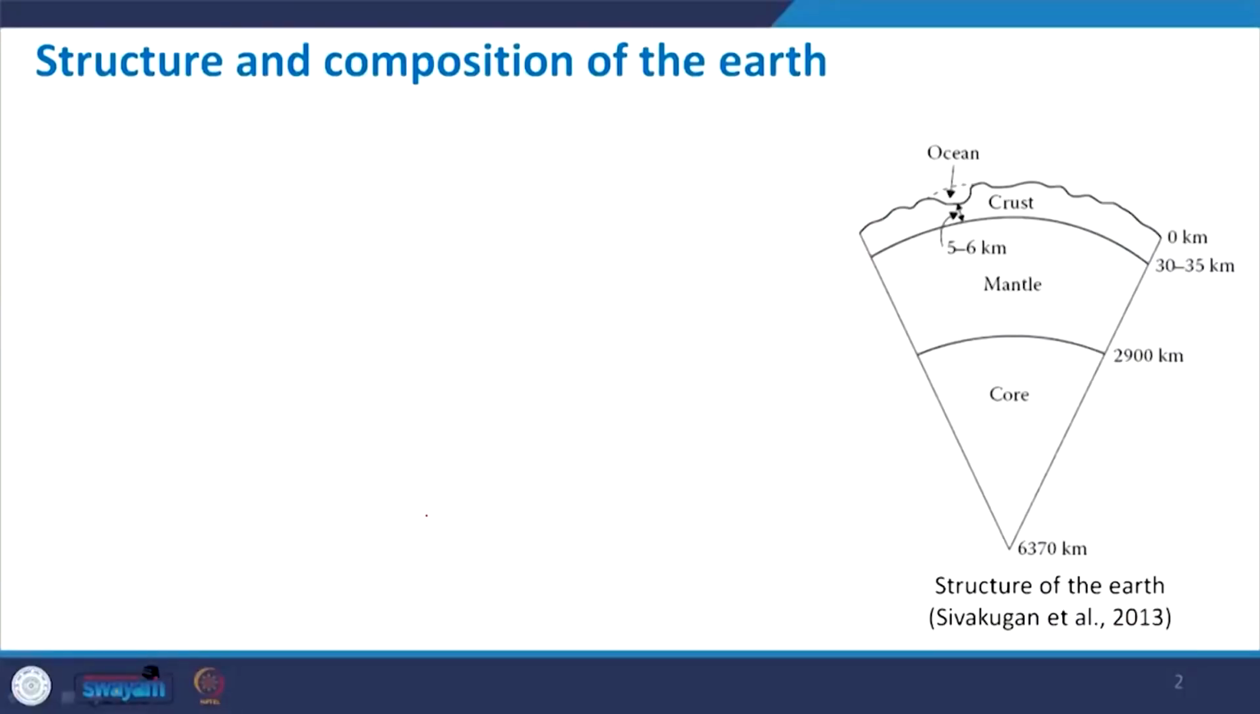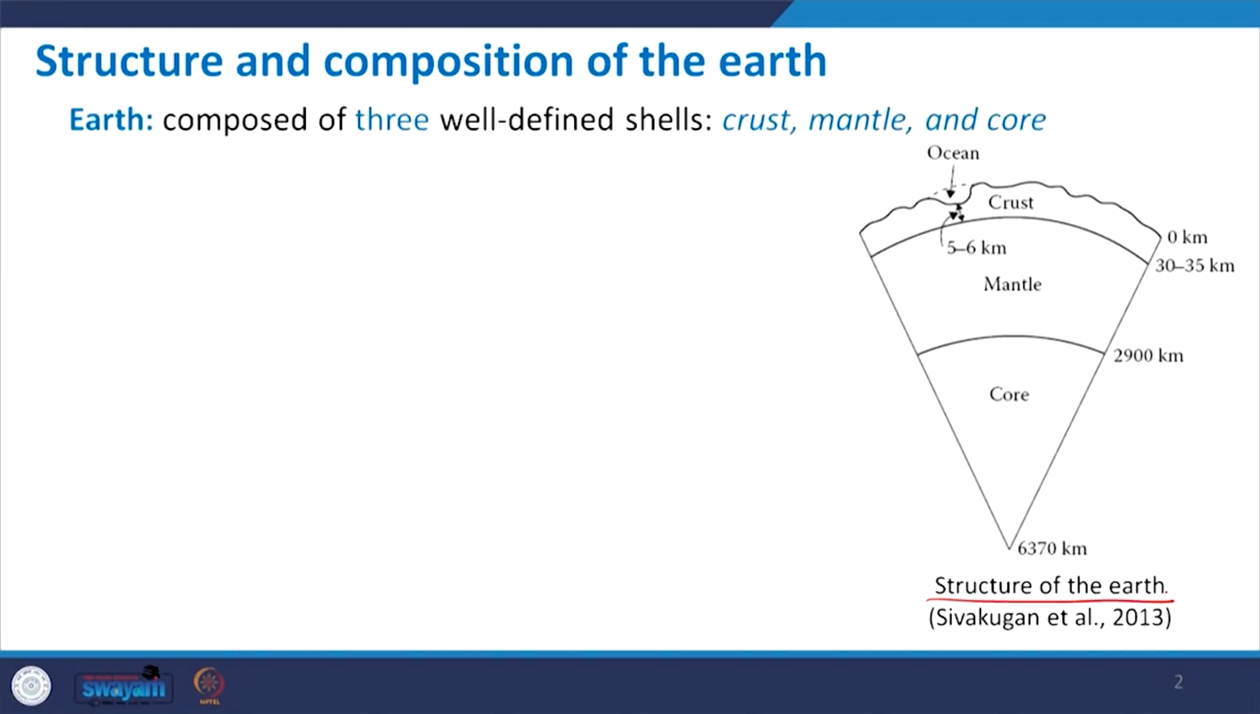So here in this figure, a section has been shown depicting the structure of the earth. Now, as you can see, the earth is composed of crust, mantle and core. Basically, these are three well defined shells that the earth is composed of. Let us have a look at the properties of these three one by one.